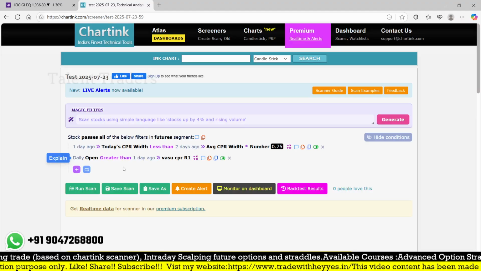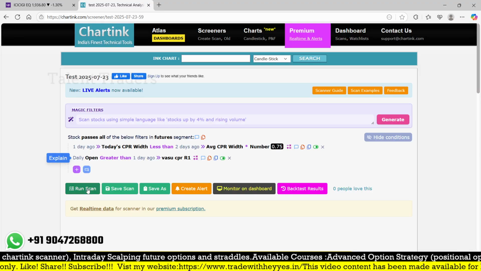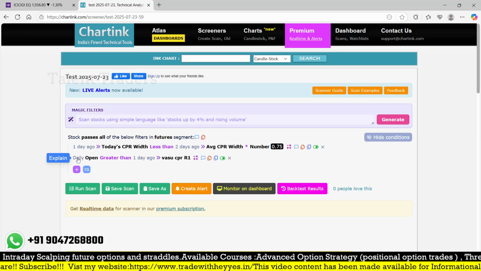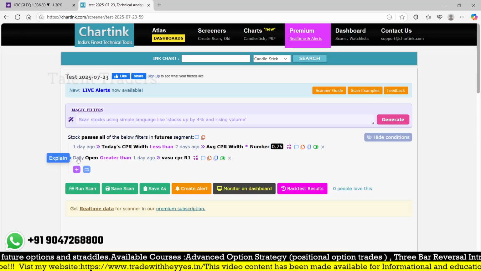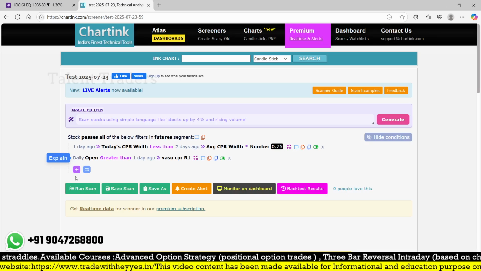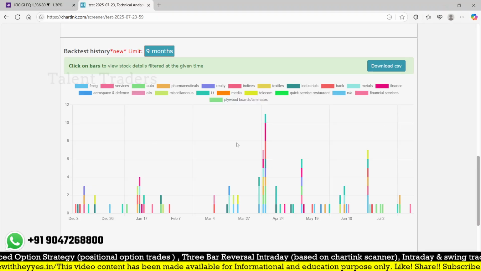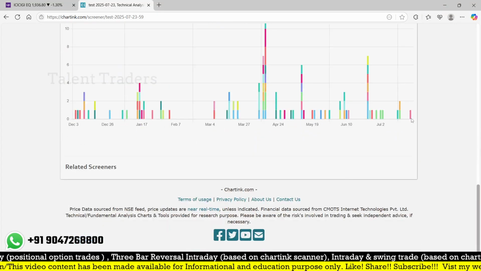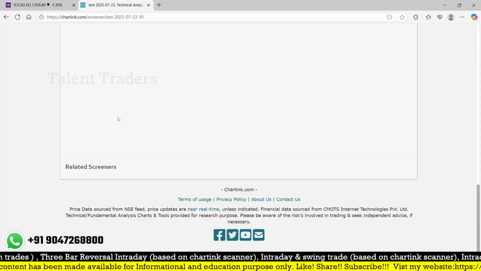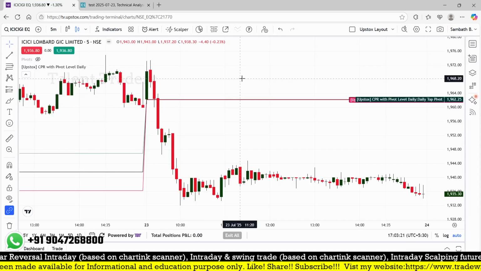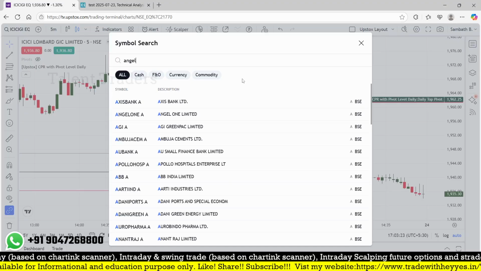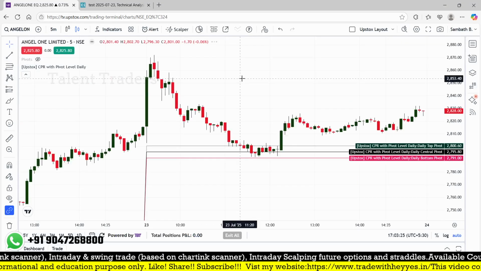daily open also, it should be greater than the CPR. Even if you are using 5 minutes, that should be the same, because the open of the daily candle and the first 5 minutes candle would be the same. So I just mentioned it, but we don't get any stocks today, and recently we got July 22nd, Angel One. So let me check whether it meets the condition we are expecting.